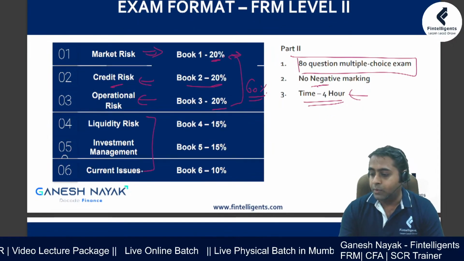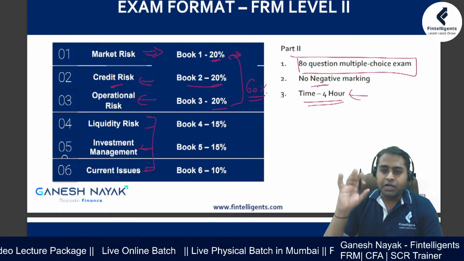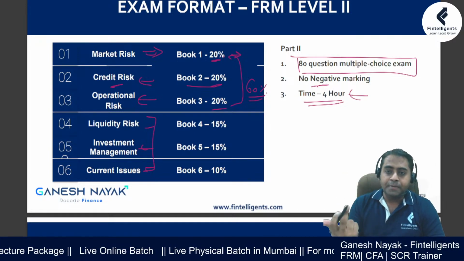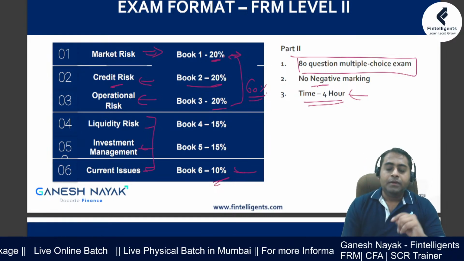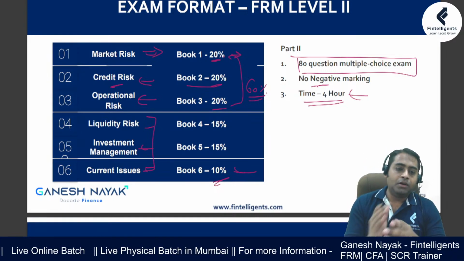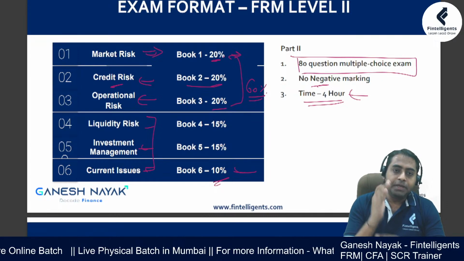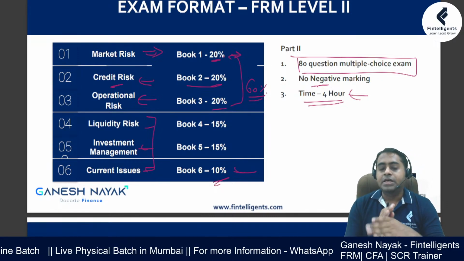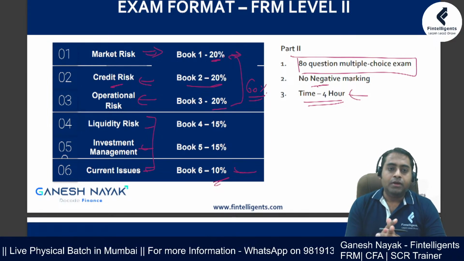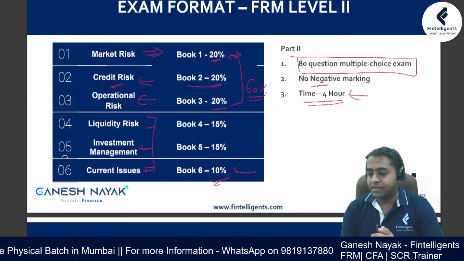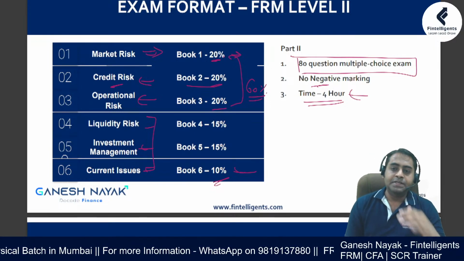And then you have liquidity, investment, and current issues. Current issues as a book is changing every year, but they have a very low weightage, so that's not an issue. When we talk about your major books, operational risk and liquidity risk, they have a huge number of chapters. So roughly 45 chapters will be from these 2 books itself. That is what is being explicitly covered.